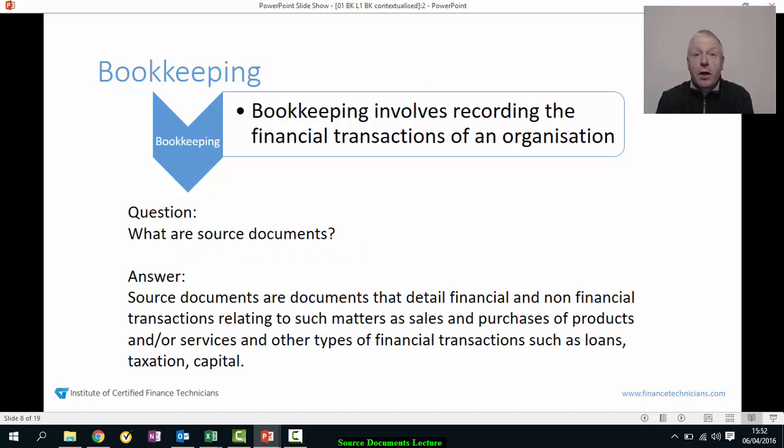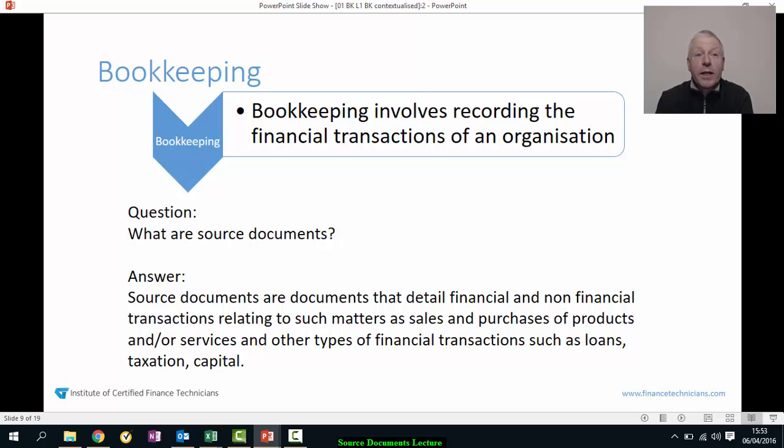So source documents, what are they? Well, source documents are all those documents that relate to financial transactions of a given organization and also non-financial transactions. So an example of a financial transaction source document would be a sales invoice, and a non-financial transaction source document would be something like a delivery docket.